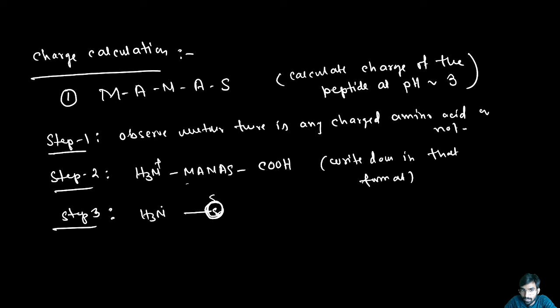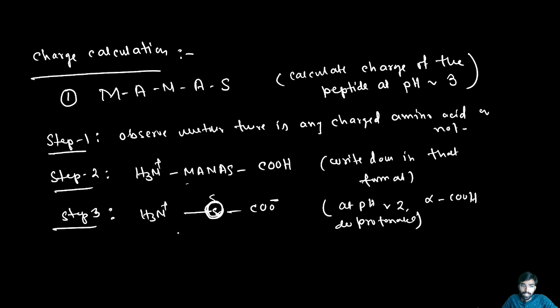Now this is NH3 plus and this is COOH. This is COO minus because we know that at pH around 2 the alpha carbon COOH is deprotonated, right? Now you can calculate, the basic charge is +1 -1, that is 0.